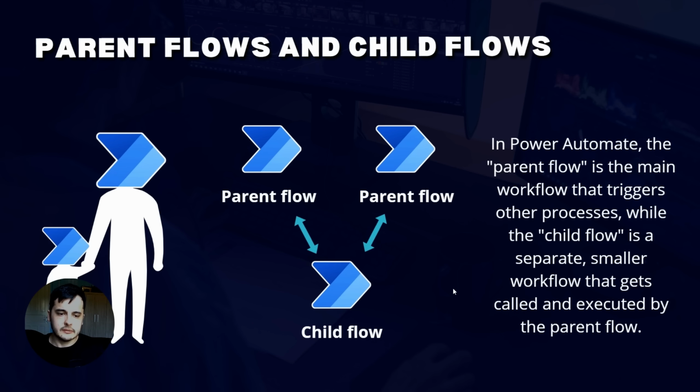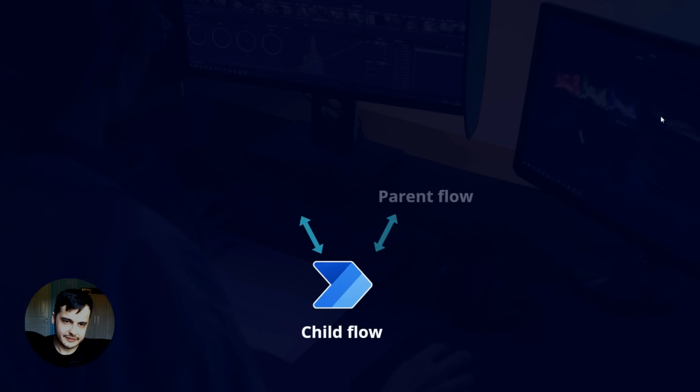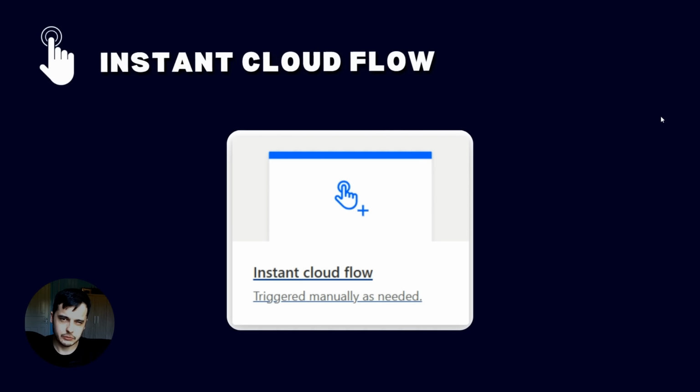So now we learn how to build a child flow and how to connect to other flows, because that is very useful for reusability and for organizing processes. You can build several child flows that do specific parts of the automation and maintain them separately. And the child flow is basically the last type of flow that we want to learn. That's the instant cloud flow.